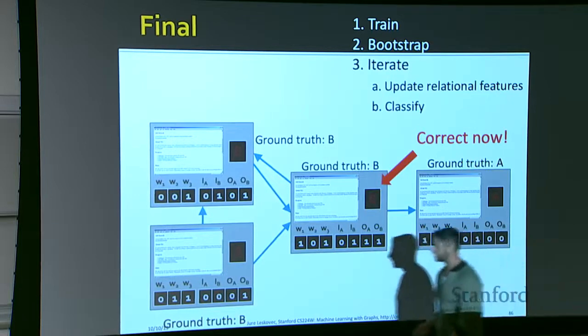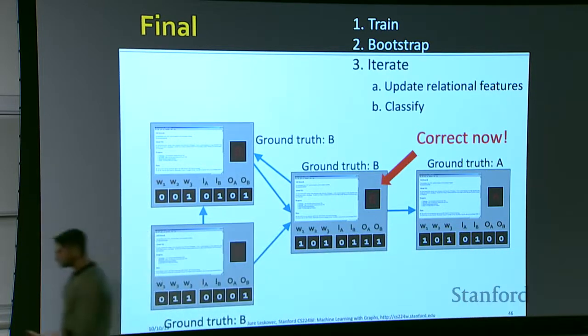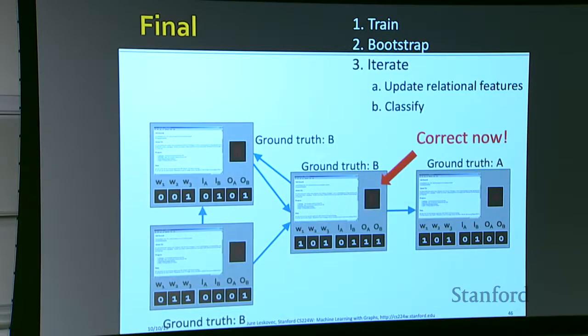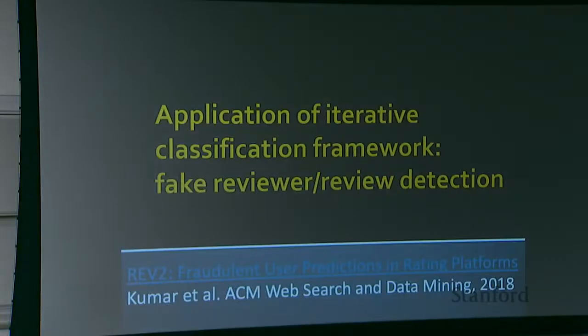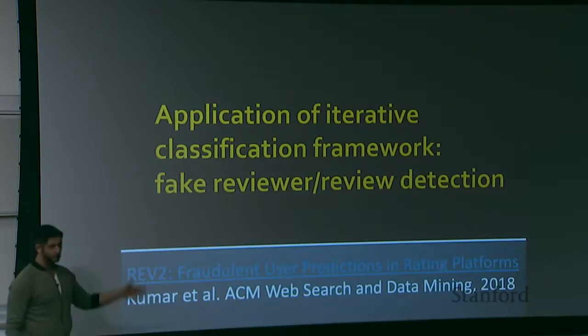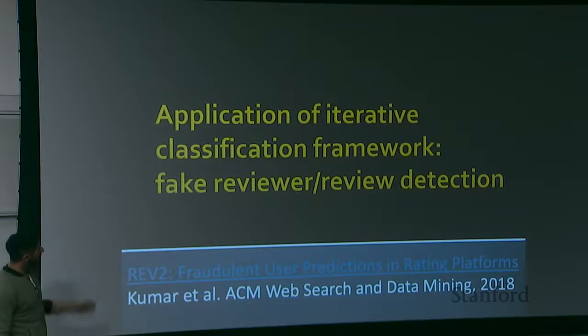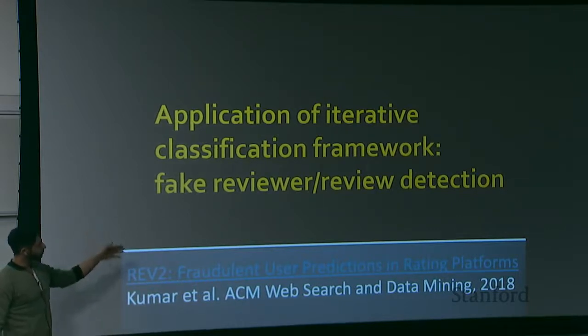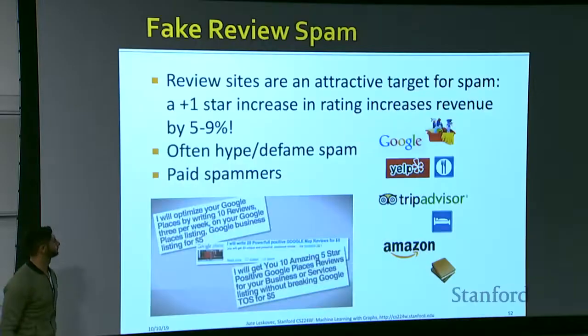So let me guide you now through an example so that you can see how this is used in the real world. This is a very recent paper published in our group. It's basically an application of this iterative classification framework, and it's used to find fake reviewers and reviews, okay? So it detects who leaves fake reviews on websites and who these fake reviewers are.